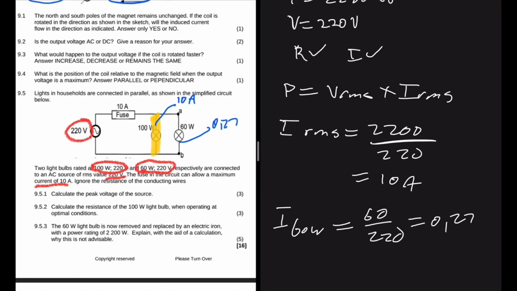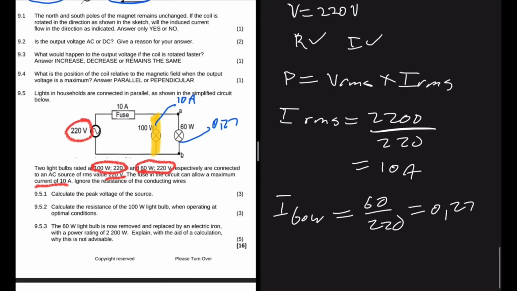And then the fuse can only allow a current of 10 amps. But now we are requiring a current of 10.27. So what's going to happen? The fuse is going to burn out because the current that is required is greater than that which the fuse will let pass through, right? So it will not be advisable at all to have this electric iron on this circuit of ours.